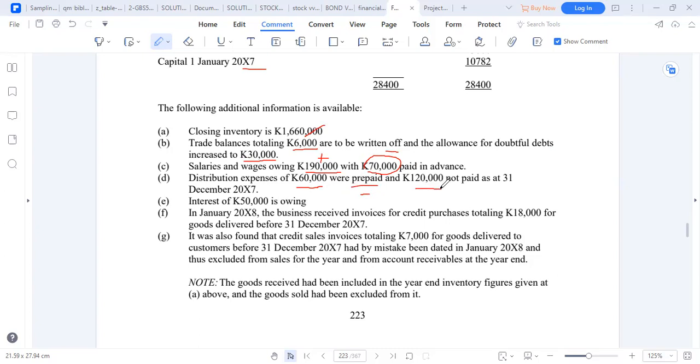120,000 has not been paid for selling and distribution expenses. So this one, we're going to do what? Add it. We've already enjoyed it. Whoever has not paid, this one is an accrual. So all these that are owing will also go under current liabilities. Interest owing is 50,000. So remember, I was supposed to pay 100, 50,000 have not been paid.